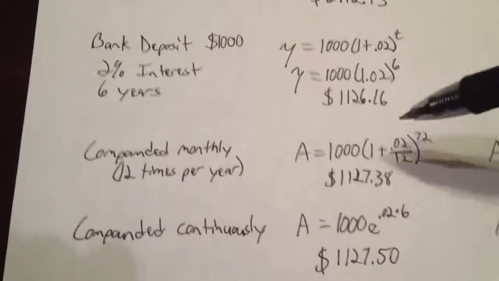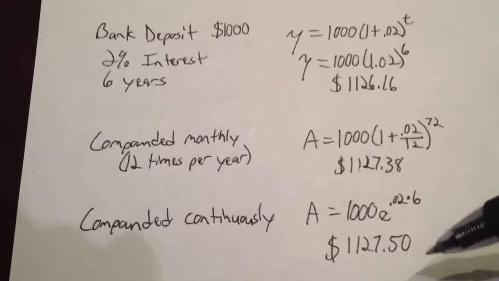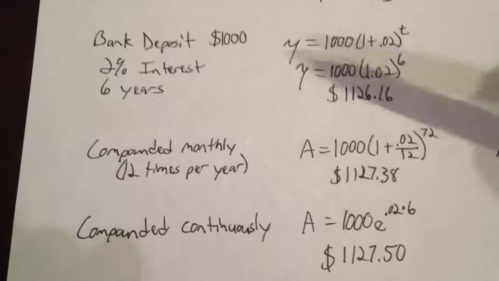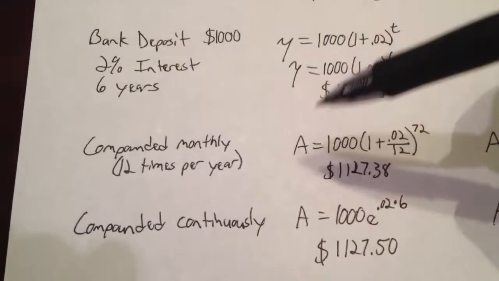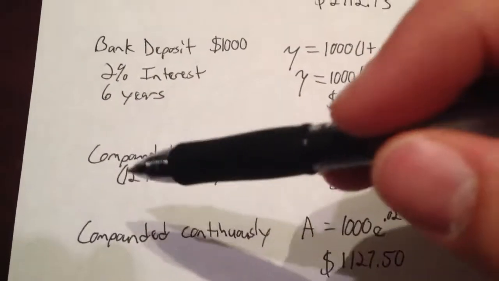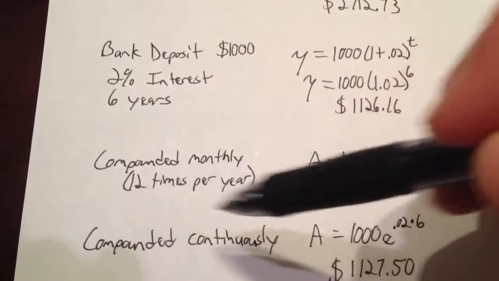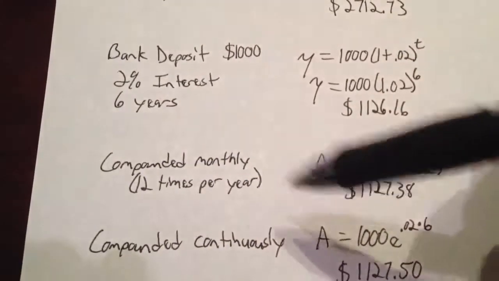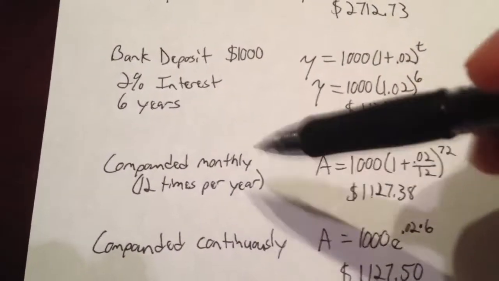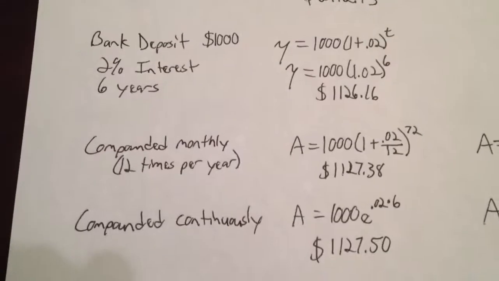So you can see the more times you add the interest per year, the more it goes up. This is why we talked about how credit cards can be a bad thing. And remember, I told you from personal experience, I've learned this. 12 times per year, that's going to be kind of like what a lot of credit cards do. They're adding that interest monthly to your account. Sometimes even more than that, sometimes daily.